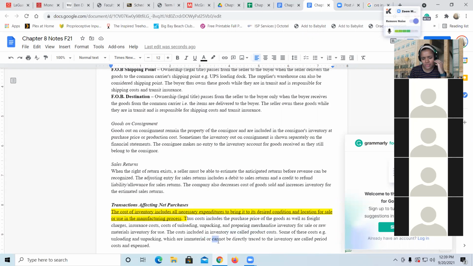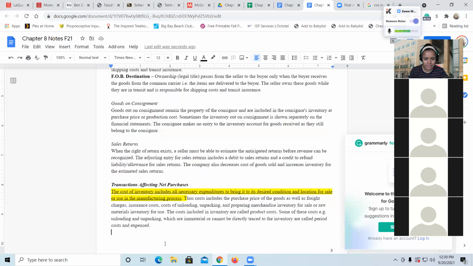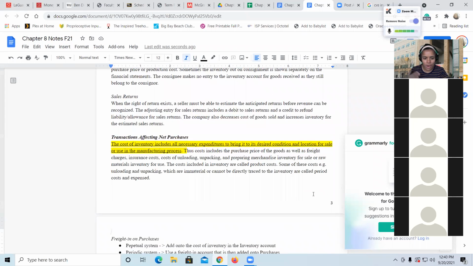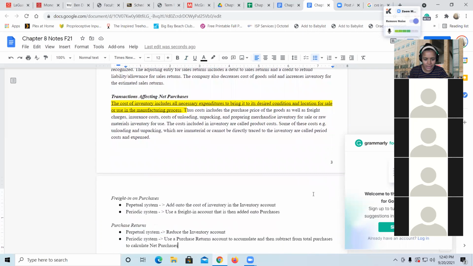And if these costs are so immaterial that you really can't trace them, like some of the unpacking and unloading is very difficult to say how much of someone's pay relates specifically to unpacking a truck, then you don't have to go so deep to figure it out. That's what they're saying. But you can include all the necessary expenditures to bring it to its desired condition and location for sale. That's what I was talking about when I said that sometimes in the supermarket, the prices go up when gas prices go up as well.